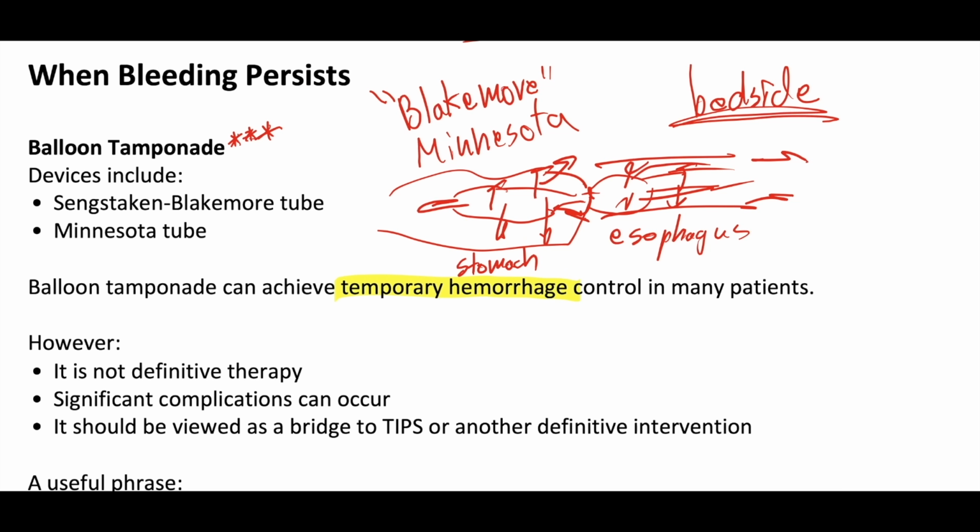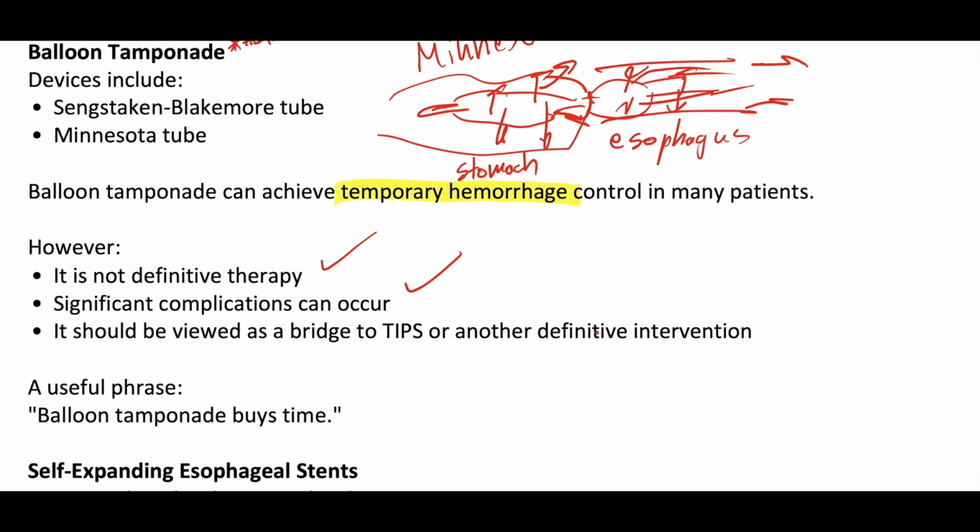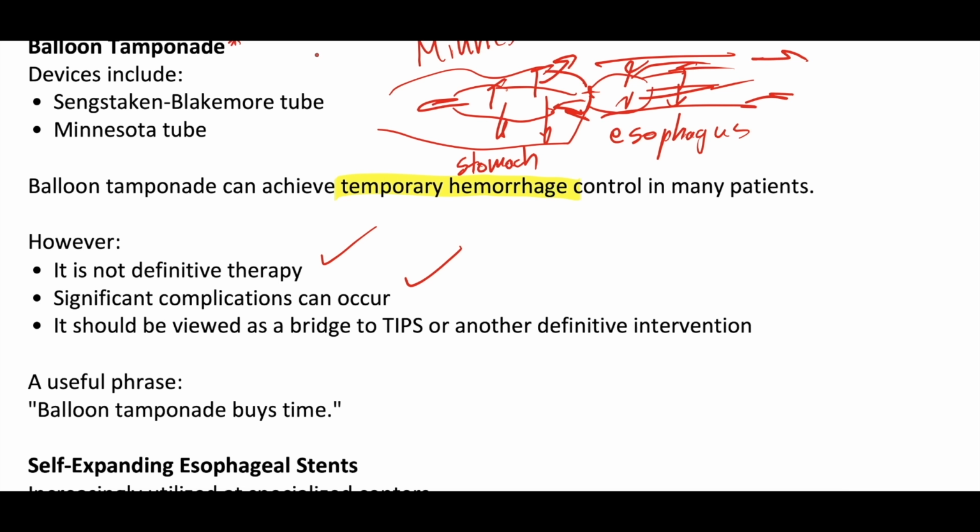If this stays in too long it can cause gastric or esophageal necrosis, because you're literally trying to cut off a little bit of blood flow. So this is a temporary bridging therapy. It is not definitive. There are significant complications, and if you're placing this, somebody needs to do something, whether it's GI or IR, to actually try to treat the varices. All right, so this buys you time. A useful phrase is balloon tamponade buys you time.